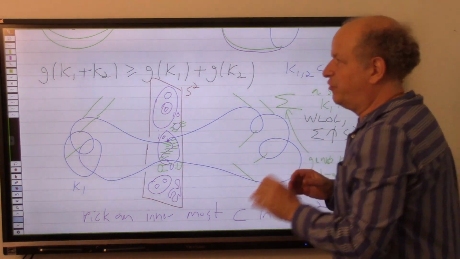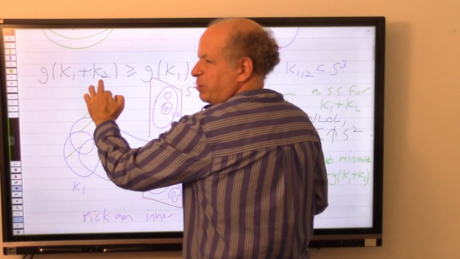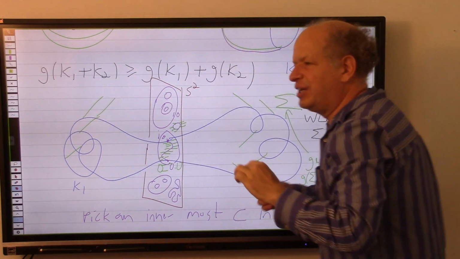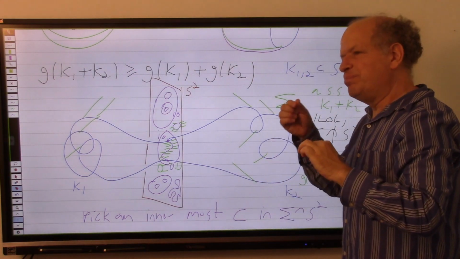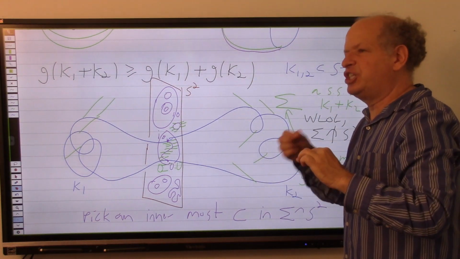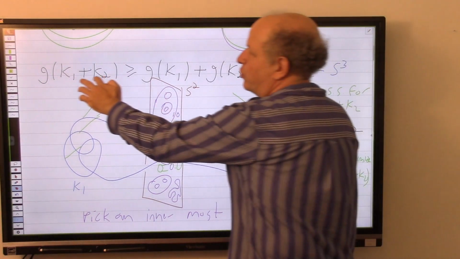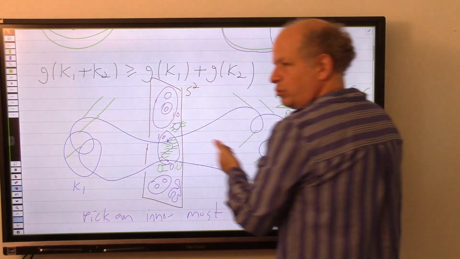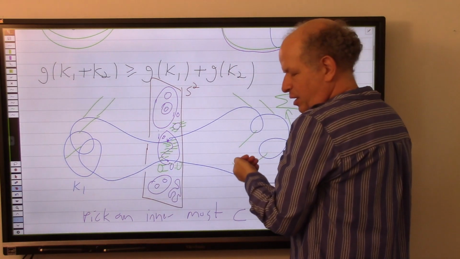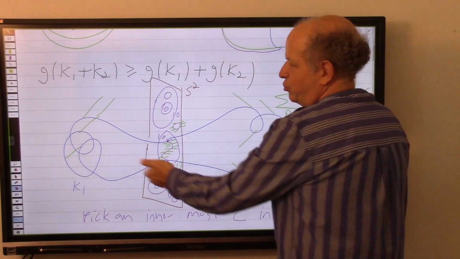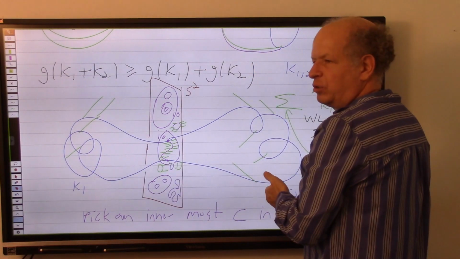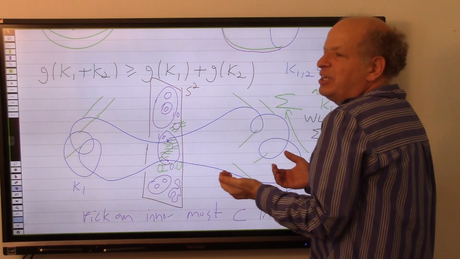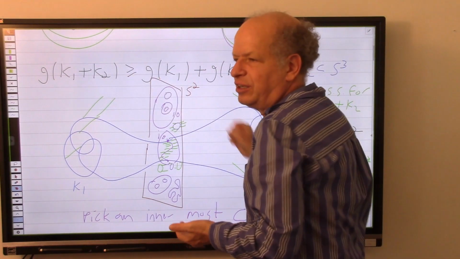So again, the definition of the genus of k1 plus k2 is the minimal genus of a surface whose boundary is k1 plus k2. Who tells you that the minimal genus surface whose boundary is k1 plus k2 is simple? Maybe it's very, very complicated. Maybe it's a surface that goes from left to right 18 times.